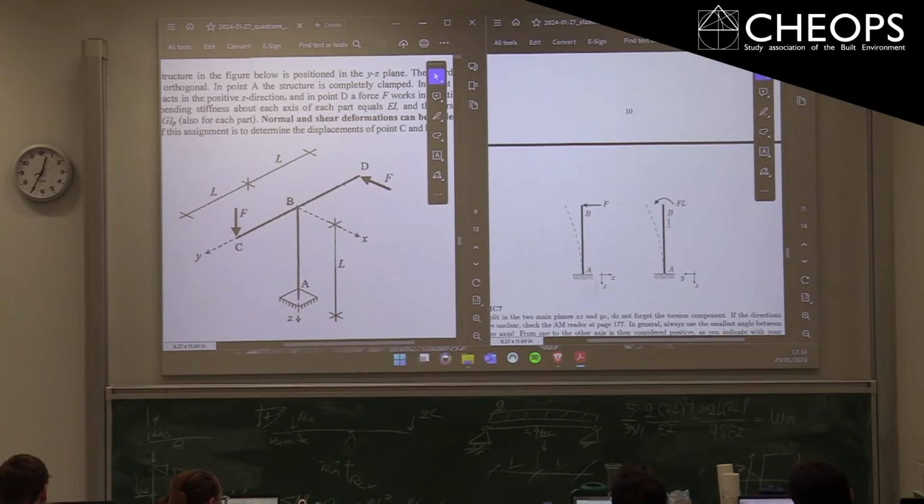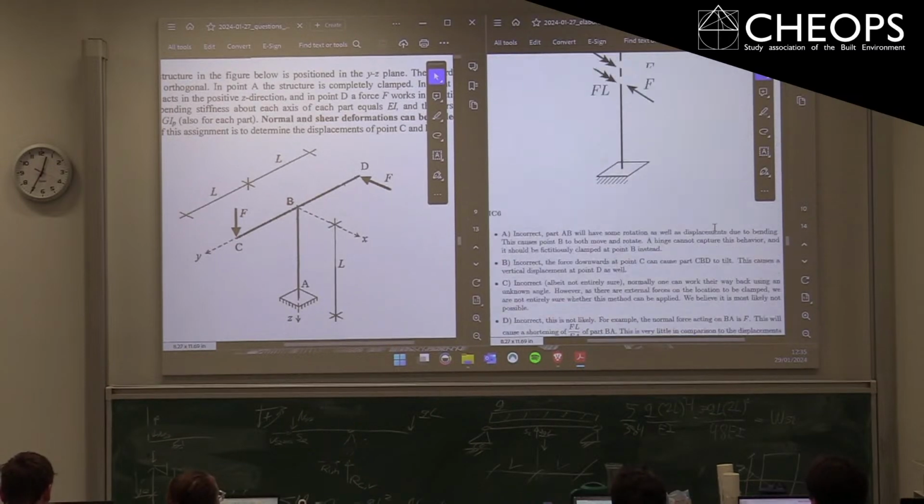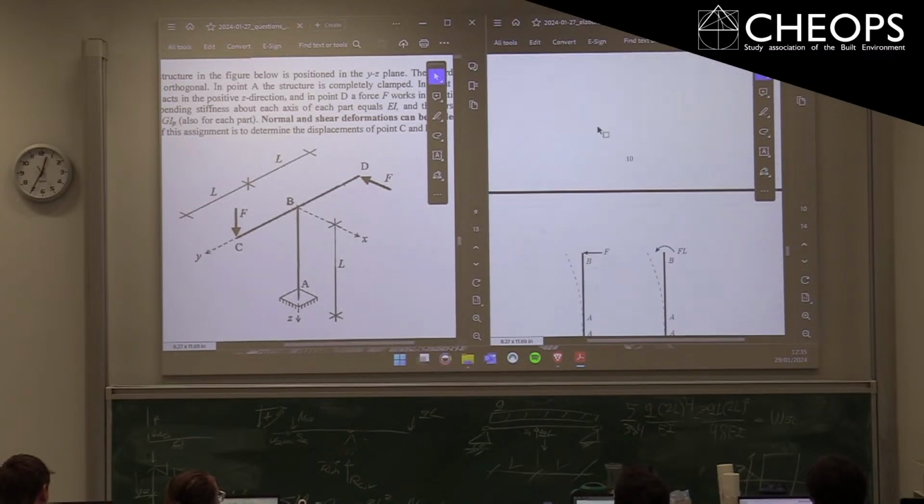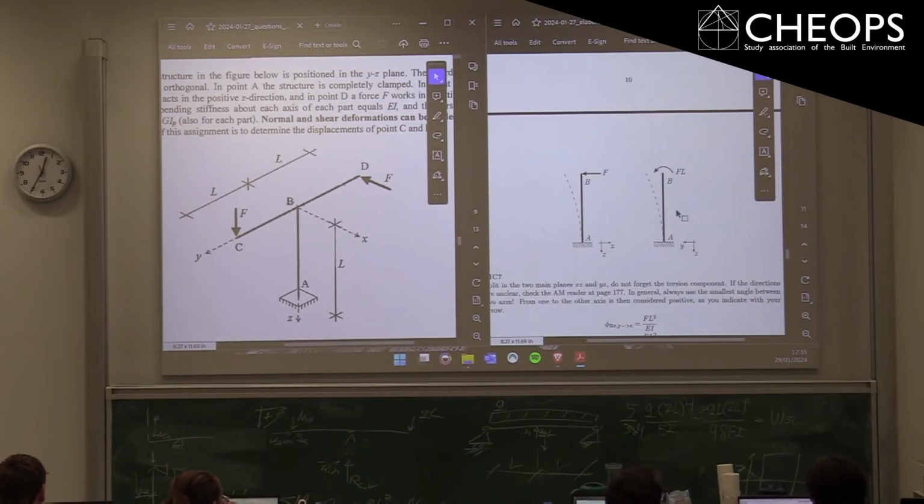Then we've got AB, which is YZ. So that's looking from the front of your structure. And you can also see from this that it's simply that F load pointing downwards. But you can also look at it from here. It's simply that FL rotating about your structure. So now you've got basically the rotations in the two directions.